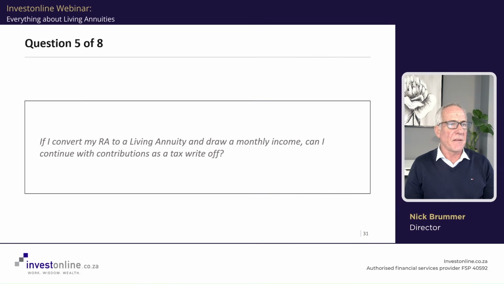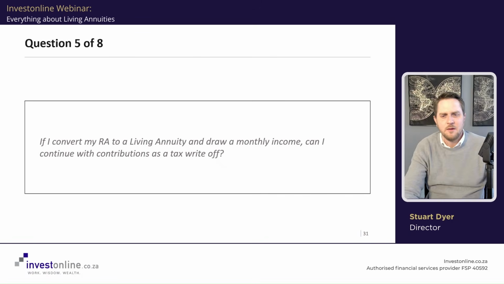Right, question number 5. If I convert my RA to a living annuity and draw a monthly income, can I continue with contributions as a tax write-off? Stuart? Yeah, so you can definitely do that.